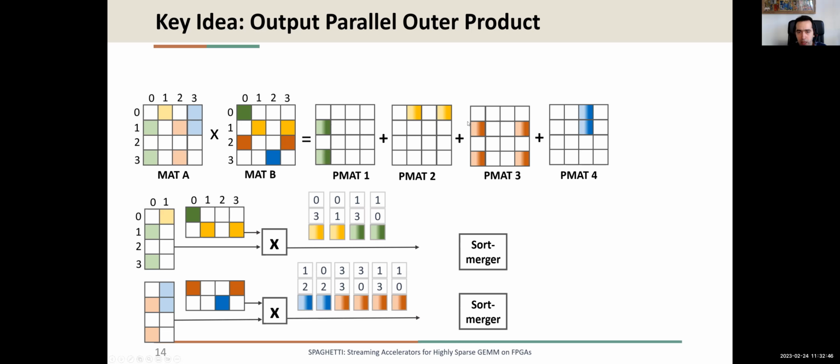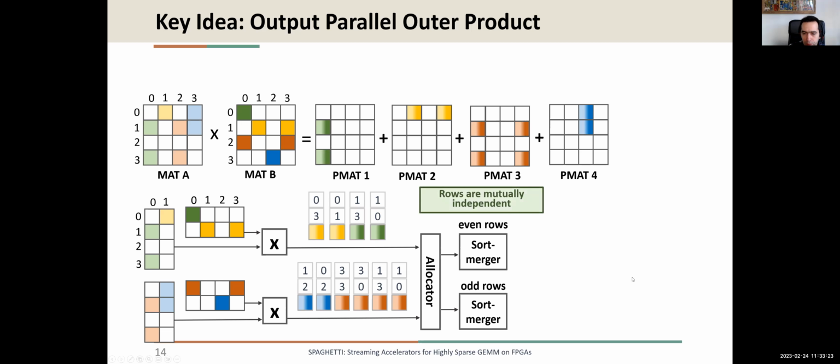Each row is kind of independent from the rest of the rows. So I can merge and sort the first rows of partial matrices, and then I can merge and sort the second row, and then the third row. Well, there's no non-zero element in the third row in any of these partial matrices, and then the fourth row. So the idea is that if I can put an allocator here and send the even rows to the first sorter and merger, and the odd rows to the second one, I can do this sorting and merging in parallel, right? So I can parallelize the sorting and merging.